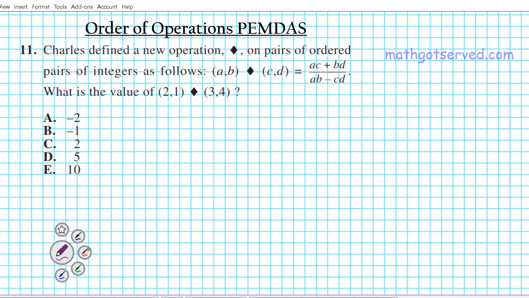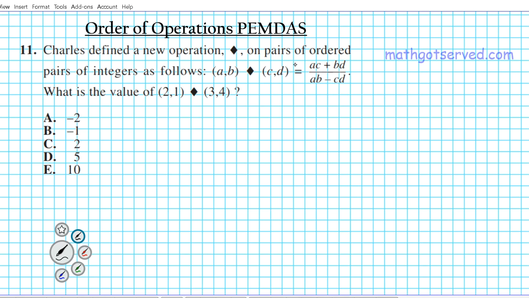All right, let's take a look at question number 11. Question number 11 is assessing your ability to accurately apply the order of operations. Please excuse my dear Aunt Sally.